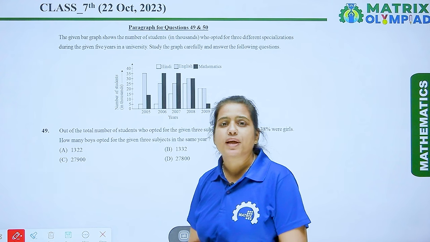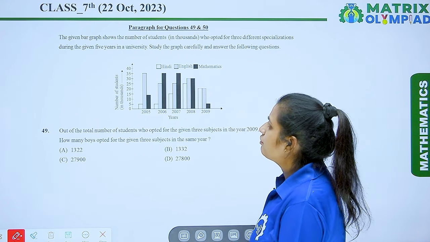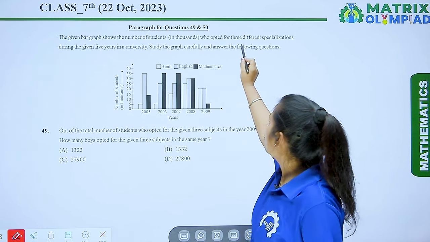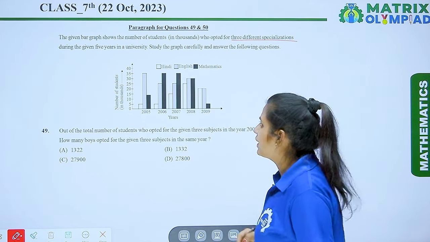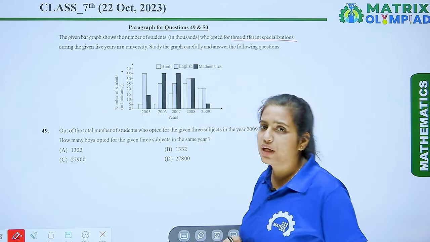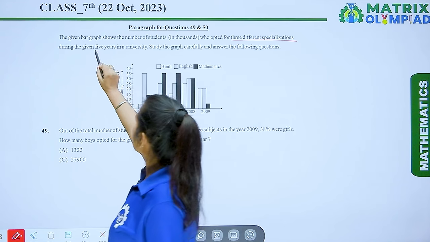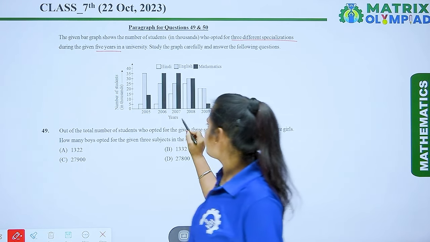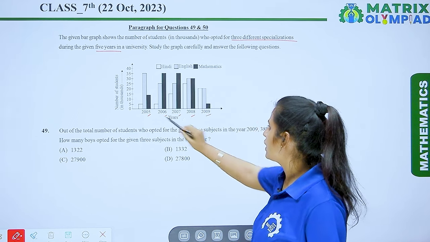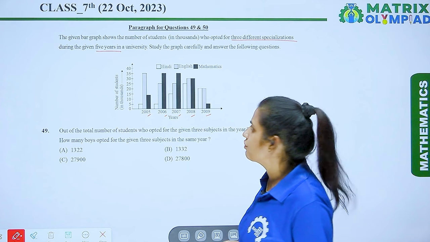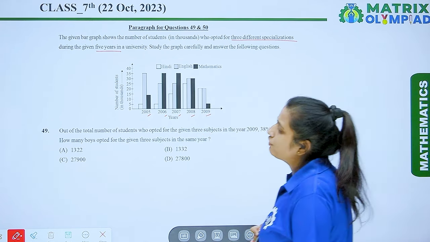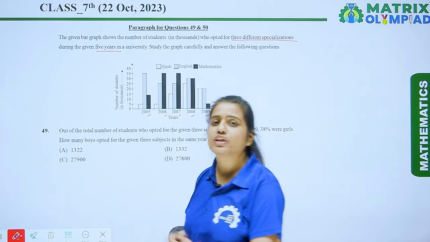Now the next question is based on a paragraph. The paragraph is: the given bar graph shows the number of students in 1000 who opted for three different specializations during the given 5 years in a university. So here 2005, 2006, 2007, 2008, 2009. The number of years is 5. Study the graph carefully and answer the following question.